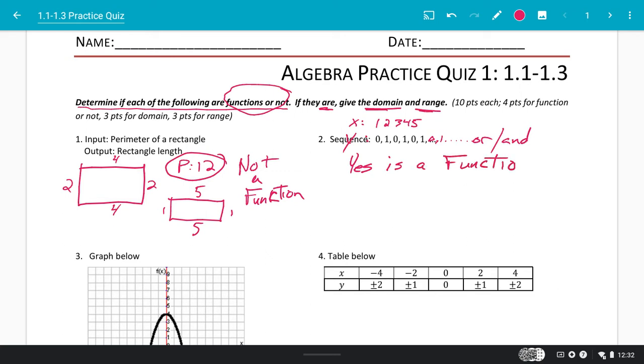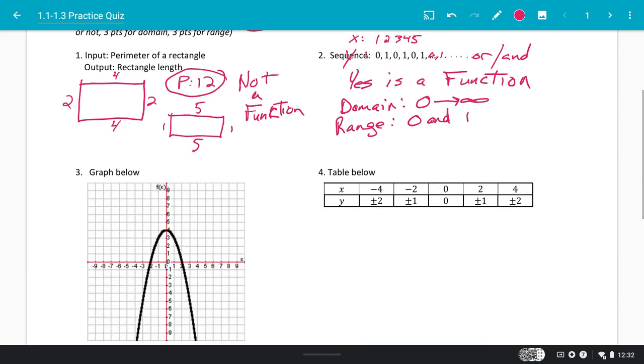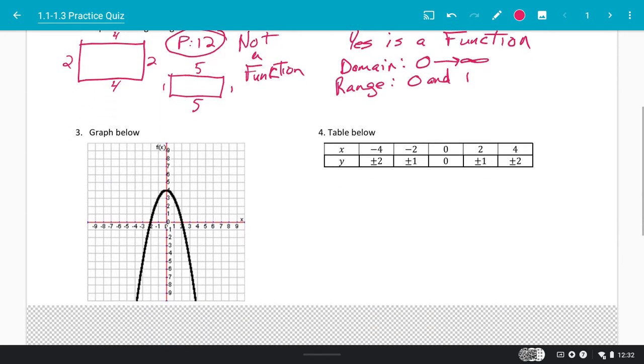Now, I got to write my domain and my range. Remember, domain is all the possible inputs. Well, for a sequence, the domain is always from 0 to infinity. And then my range, what are the possible outputs? Well, this thing is either a 0 or a 1. So my range is 0 and 1. Either way will work.